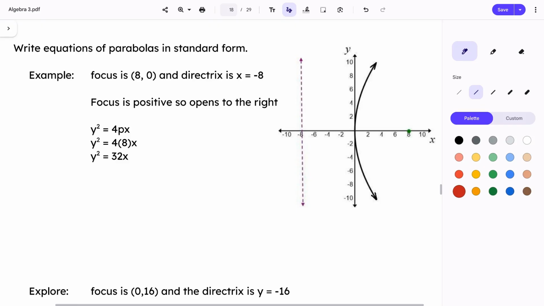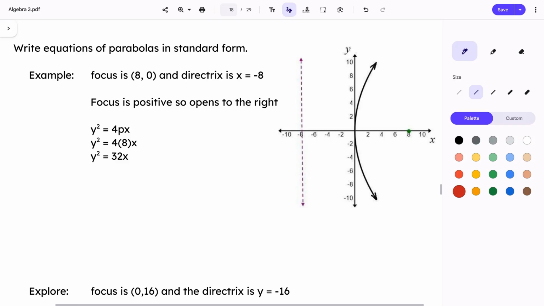So what they're giving me on this first one is that my focus is 8, 0, and that my directrix is x equals negative 8. Because both of those points have an 8 in the x-coordinate spot, and the directrix line is through the x-axis, that tells me that my equation had to lead with the y squared. If it was opposite and the 8 was in the y-coordinate spot, or it was saying y equals negative 8, that would tell me that it has to lead with the x squared term.